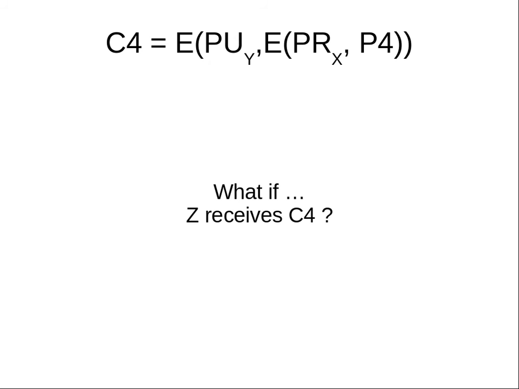What if an attacker tries to do that? They receive the message. Z, for example. Can they see the plain text? Can Z see the plain text P4? Why not? Z needs the private key of Y to decrypt the outer part. The outer part is encrypted with the public key of Y. Z therefore needs the private key of Y to decrypt, and Z doesn't have the private key of Y because it's private just to Y. So Z cannot decrypt the outer part and therefore cannot see the inner part and cannot see the plain text.